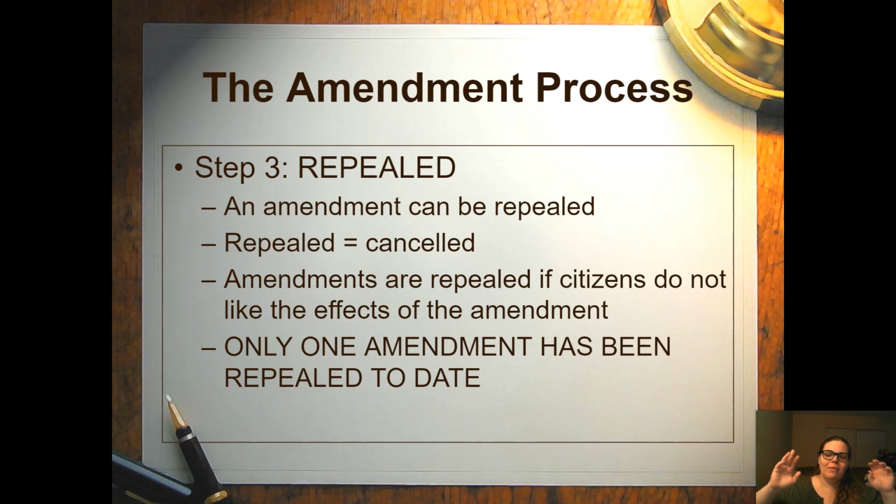So step 3: if an amendment happens and it doesn't work out the way we plan, like prohibition, which actually created a lot of organized crime, they can be repealed or canceled. Now, they don't ever get taken off of the Constitution. Once it's on, it's on. So the only way to cancel it is to add another amendment, basically saying, forget about that one up there. Amendments are repealed if citizens do not like the effects of the amendment.